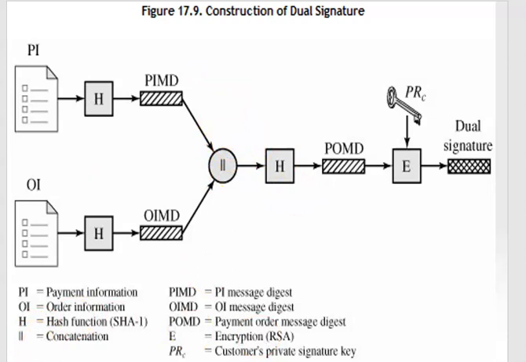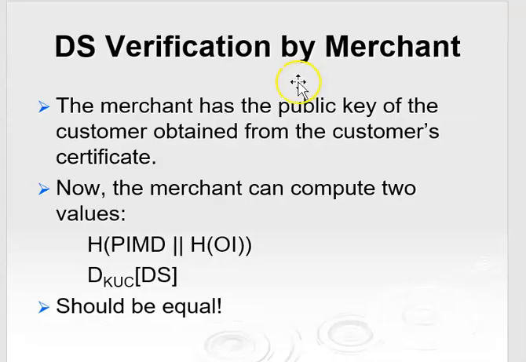Now the dual signature will be verified by the merchant. The merchant has the public key of the customer. It was encrypted using the private key of the customer, so it will be decrypted using the matching public key of the customer, and the merchant can compute two values: a hash of PIMD and H of OI, which it already has, and the decrypted message, that is the dual signature, is decrypted.